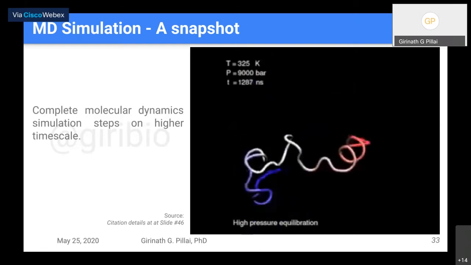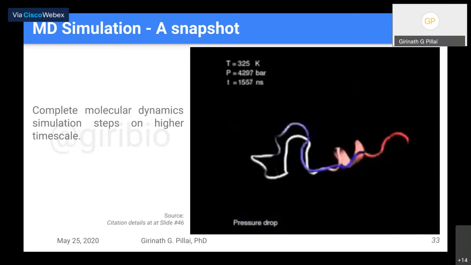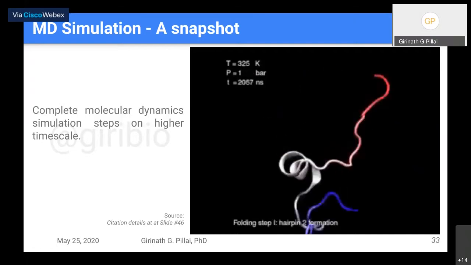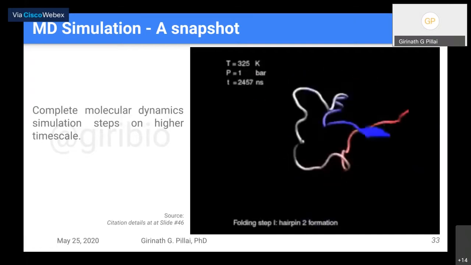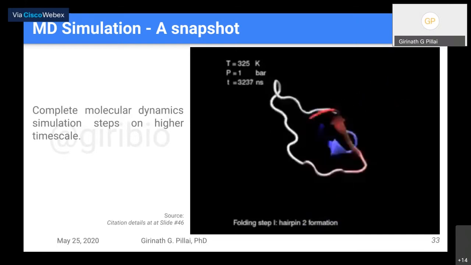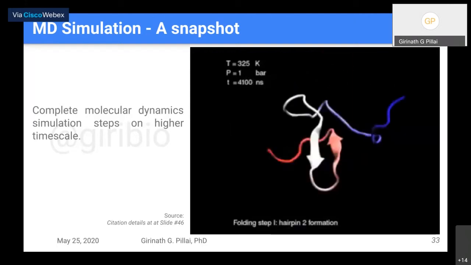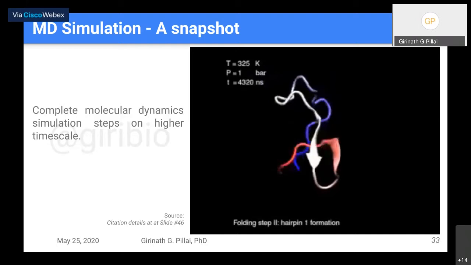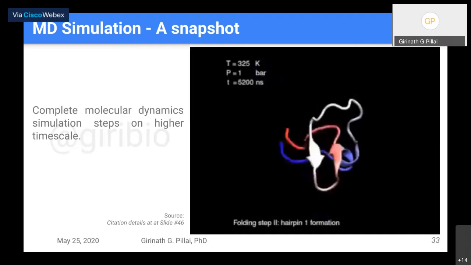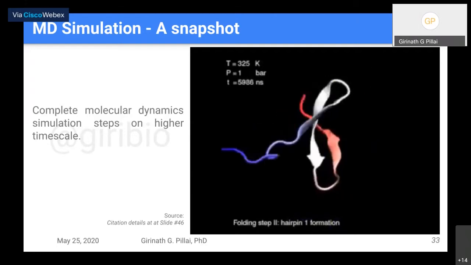So you can see that the pressure has gone to 9,000 bar, and then the pressure drop is being done, but the time is still going beyond 2,000 nanoseconds. Now the hairpin formation is happening, like what we were discussing previously. In folding step 2, you can see it has now reached 5,000 nanoseconds.